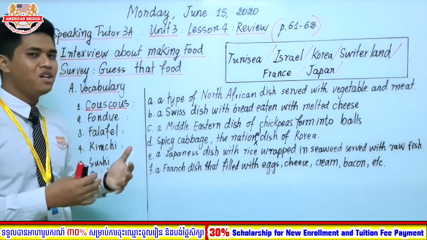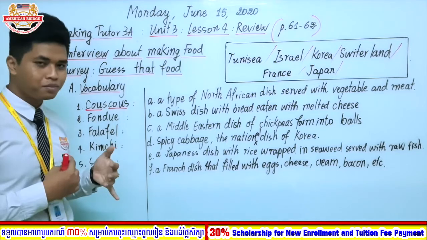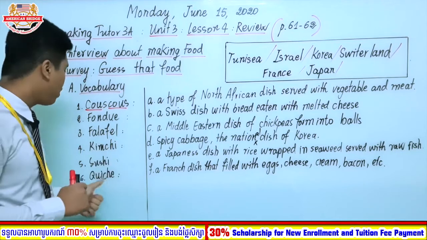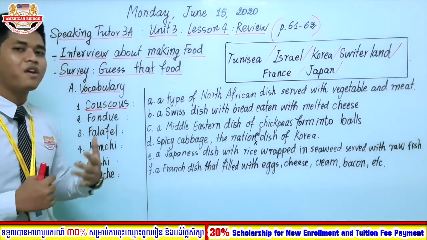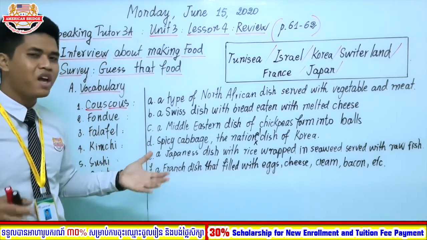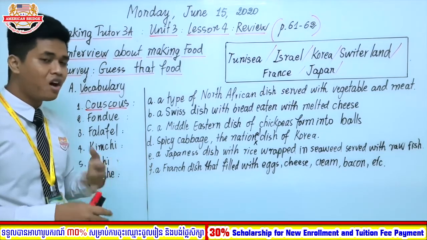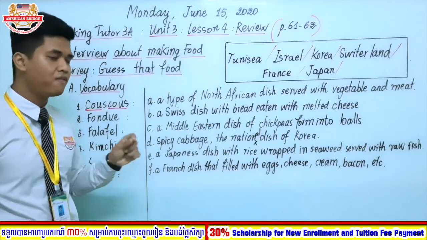In Cambodia, we eat cooked fish. But in Japan, the famous food we call sushi is famous because people there eat raw fish. Raw sea fish, okay? Not the river fish, but the sea fish.